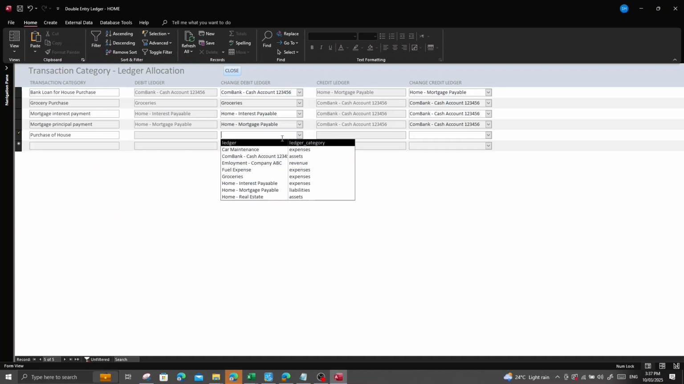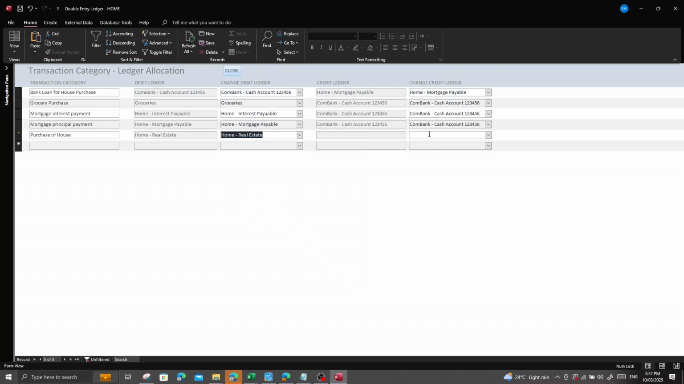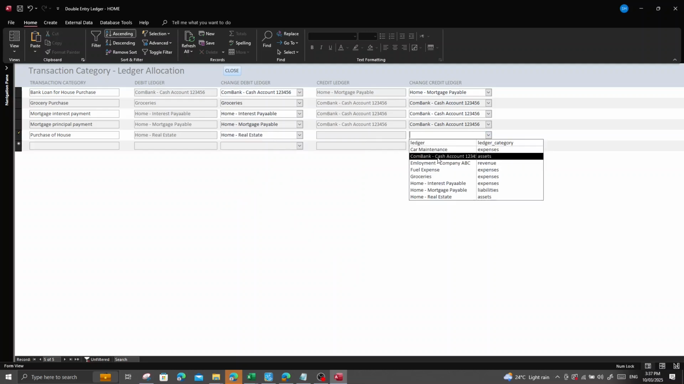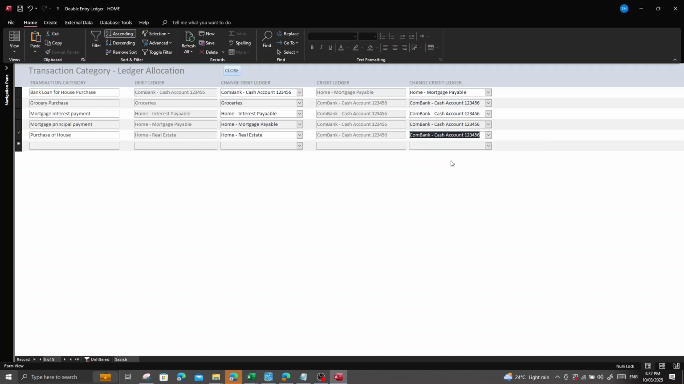So purchase of the house, you're debiting a ledger we created called real estate. It's an asset account type, and then we will be crediting our cash account. This is where we got our loan paid into. We have done that.